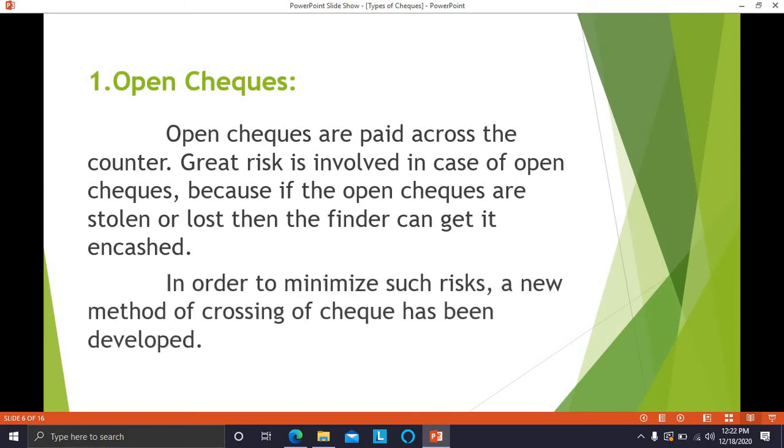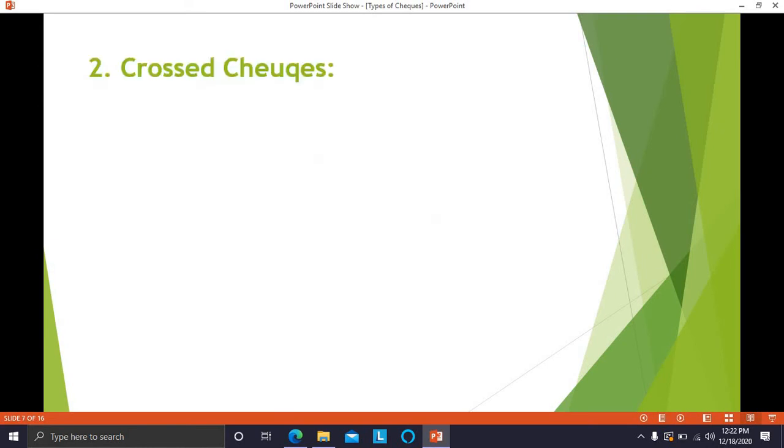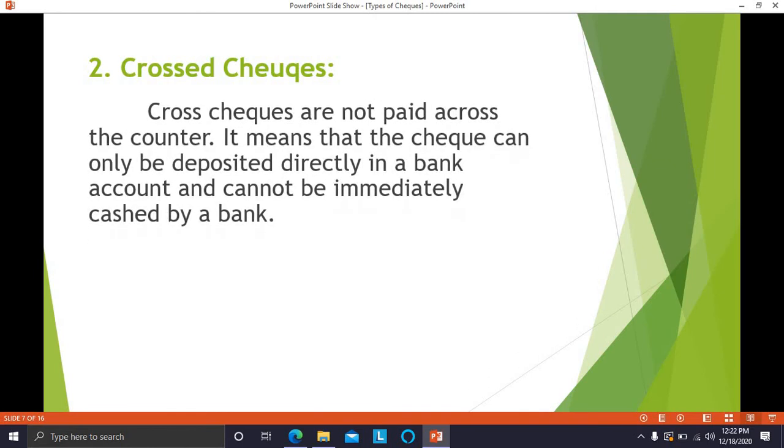In order to minimize such risks, a new method of crossing a check has been developed. So to minimize this risk, the method of crossing of check came into existence. Now that is crossed checks. What are the cross checks? Cross checks are not paid across the counter.